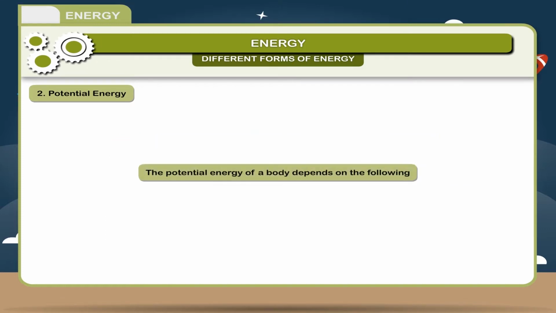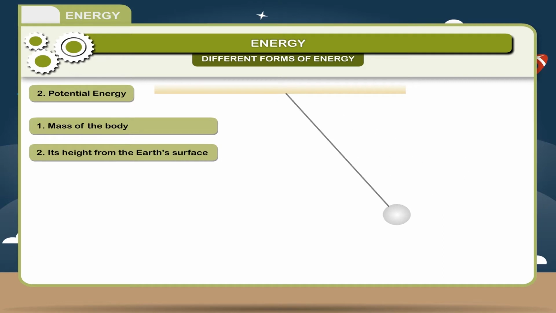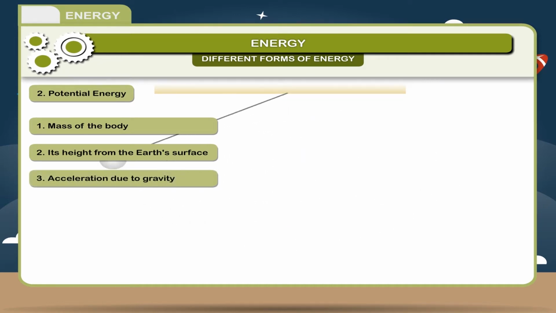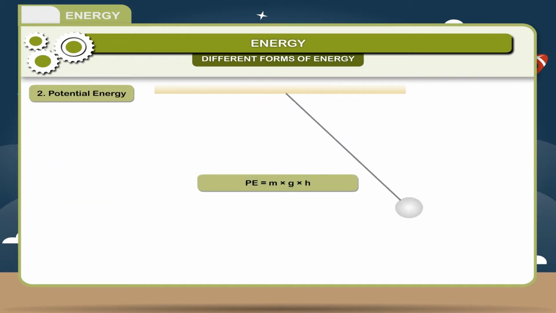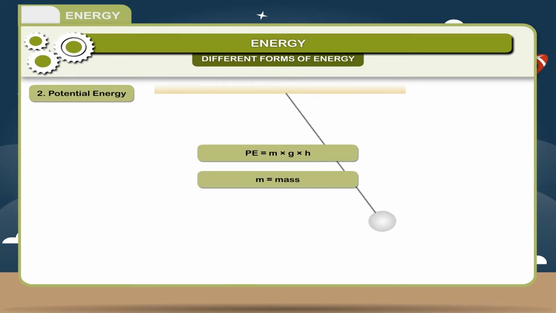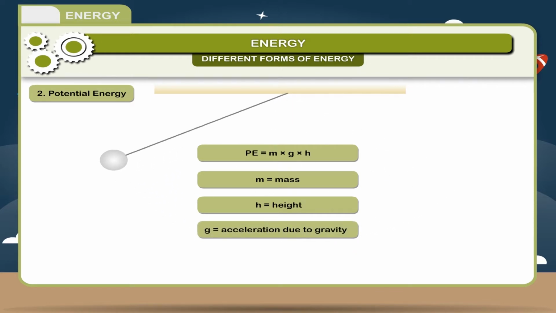The potential energy of a body depends on the following: 1. Mass of the body. 2. Its height from the Earth's surface. 3. Acceleration due to gravity. Potential energy is equal to m into g into h, where m is equal to mass, h is equal to height, and g is equal to acceleration due to gravity.